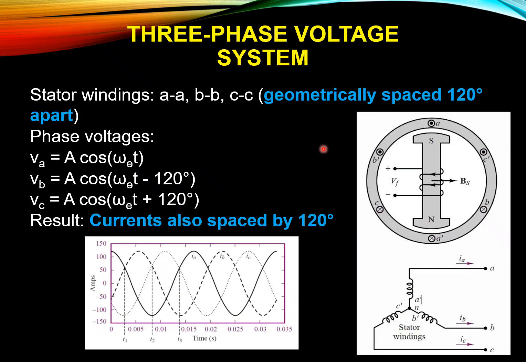Next, the three-phase voltage system. For three-phase, we have voltage generation and also current generation. Usually the three phases are separated by 120 degrees. I believe you still remember this. The voltage is out of phase by 120 degrees, and the current is also spaced by 120 degrees.